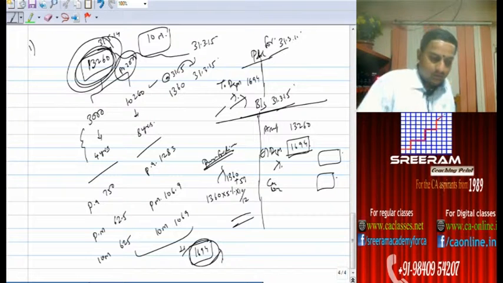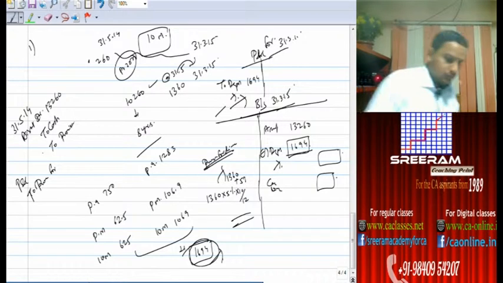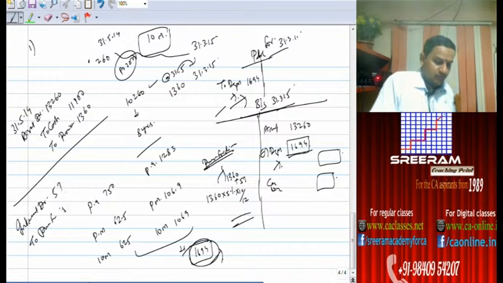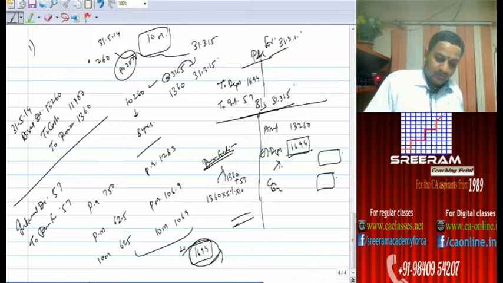On 31st of March, P&L debit to provision for dismantling, 1360. So interest debit to provision for dismantling over 57. Here only that interest component will be debited to P&L. Correct. And here 1360 plus 57 will be shown as the provision, closing provision.